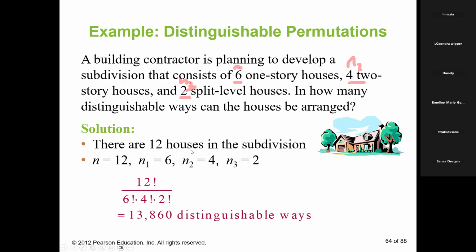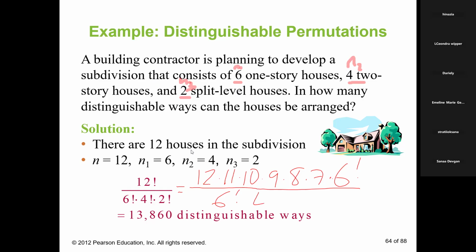And then when you do this calculation here, let me just show you. We're going to take 12 times 11 times 10 times 9 times 8 times 7, and then stop at 6 factorial. Why do we stop at 6? Because 6 is greater than 4. So 4 factorial would be 4 times 3 times 2 times 1. 2 factorial would be 2 times 1. Now we can show the 6. Okay?